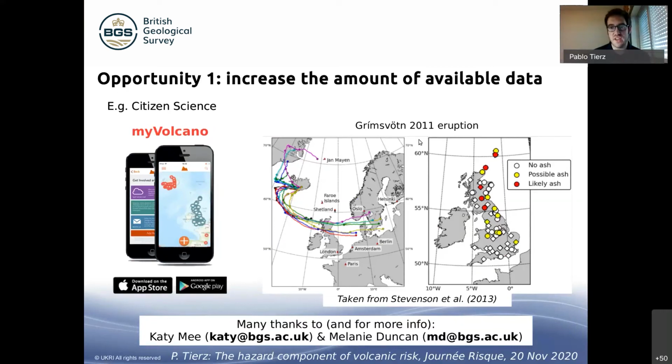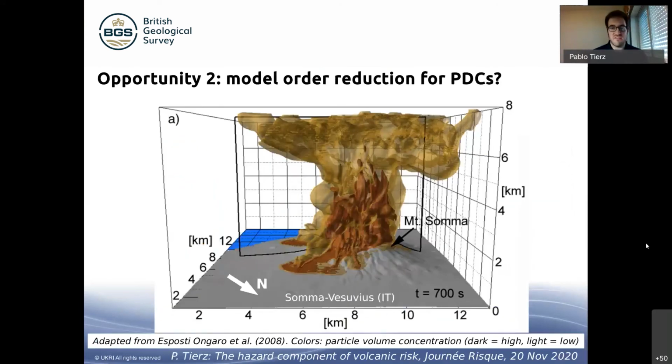But basically, here's an example from the Christmas 2011 eruption from Iceland. The application was used to collect data about the possible presence of ash across the UK, and that was very valuable to then constrain the way the propagation of the volcanic plume was modeled from Iceland to the rest of Europe or other places towards Greenland, for instance. So that data was very valuable.